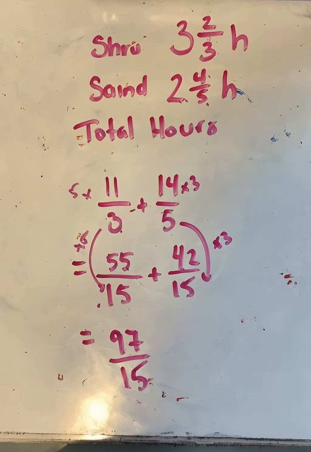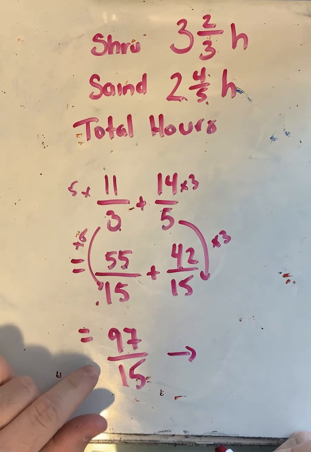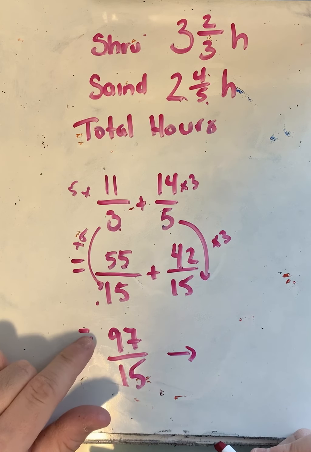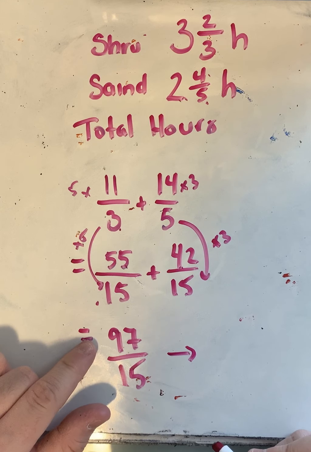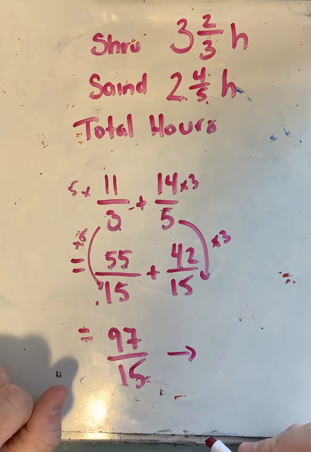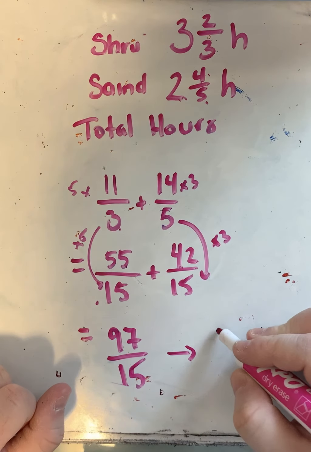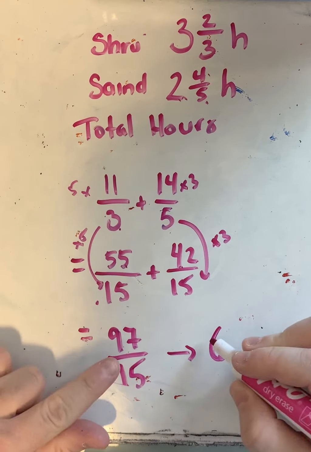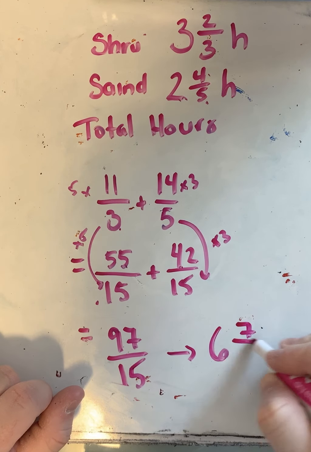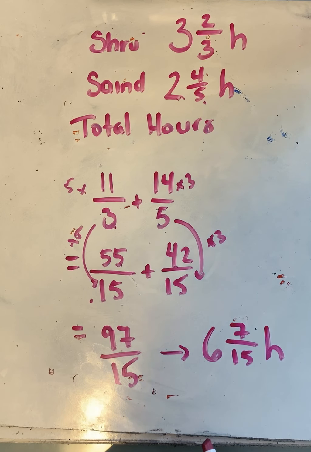Once I've gotten to this point, all I'm doing is turning it back into a mixed number by asking myself how many times the denominator goes into the numerator. So 15 goes into 97. Well, 15, 30, 45, 60, 75, 90. There we go. So that's 6. And what's left over, 97 minus 90 is 7. And we keep the denominator. So 6 and 7/15 of an hour were spent on work.